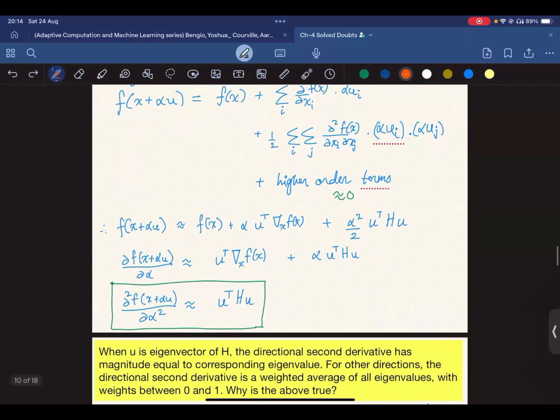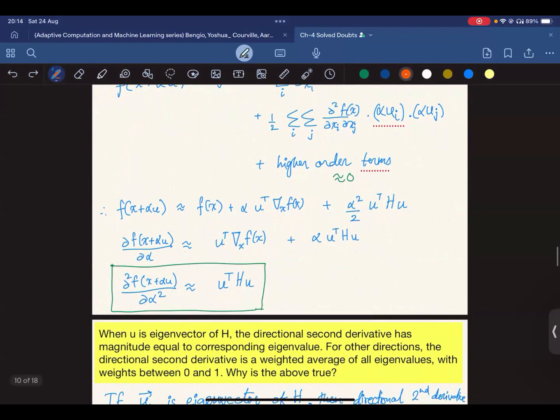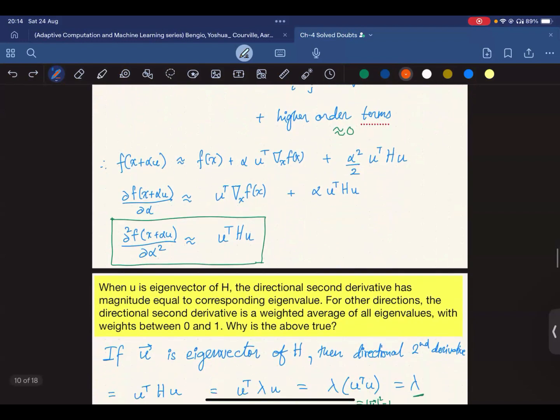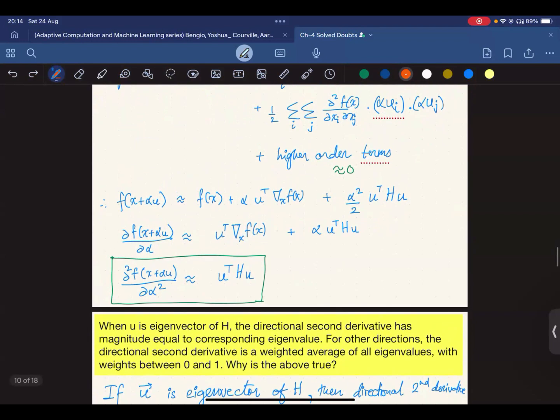Okay. And let's proceed to the next one. The next one was: when u is an eigenvector of H, the directional second derivative has magnitude equal to the corresponding eigenvalue. For other directions, the directional second derivative is a weighted average of all eigenvalues with weights between 0 and 1. So why is this true?